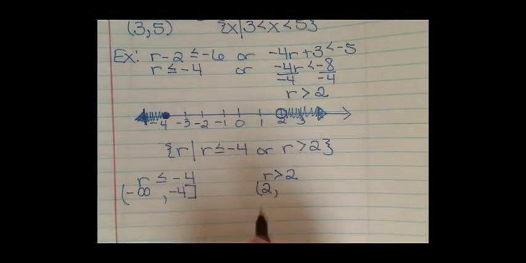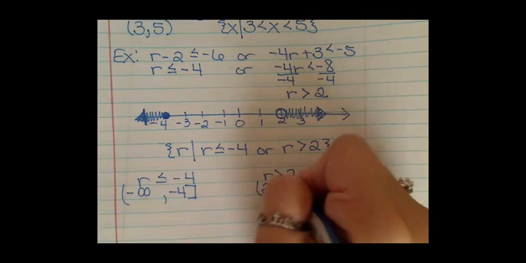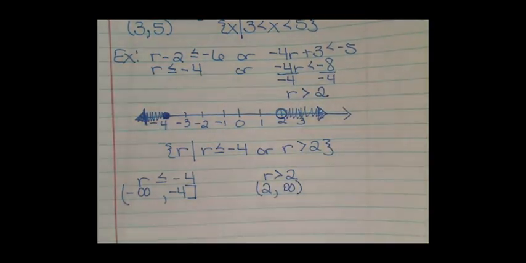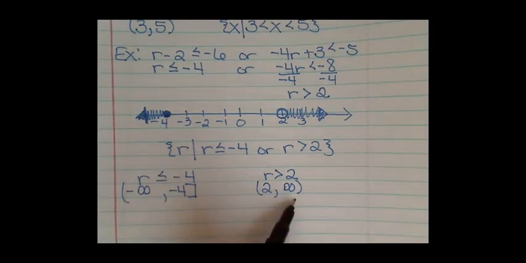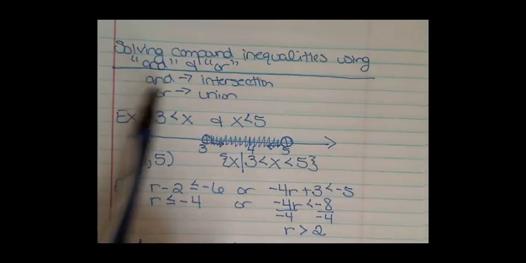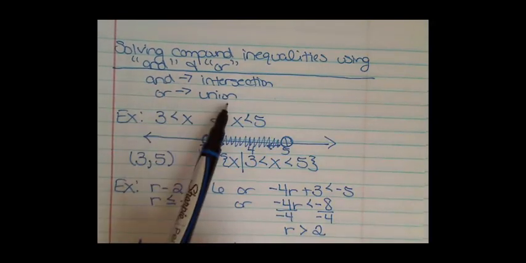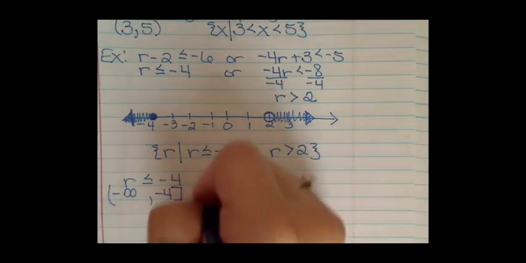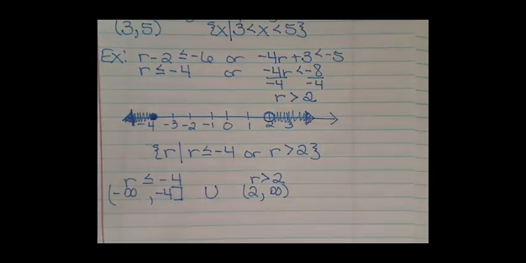Up here, at the beginning of the section, I said "or" means union. So we need to put our union symbol in here. And that's your answer. I know that seems weird. Negative infinity to negative 4, union 2 to positive infinity.